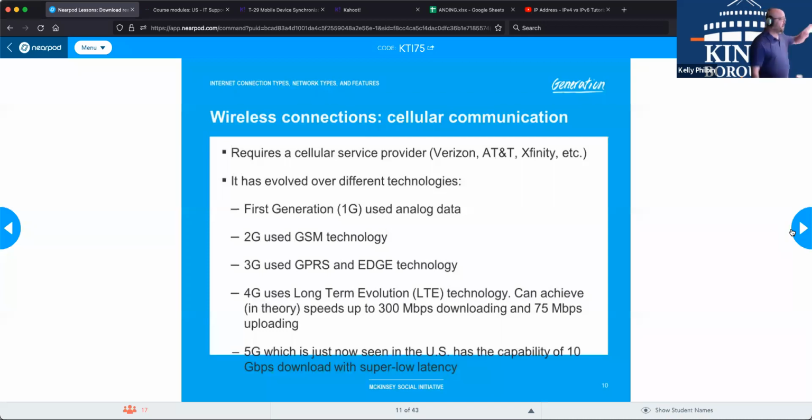All right, other wireless communications. We want to talk about cellular. This is such a big one because we use it on a daily basis. Big players in the field: Verizon, AT&T, Xfinity, etc. This has evolved over several generations. That's where that G comes in.